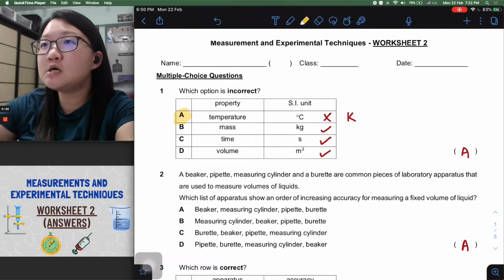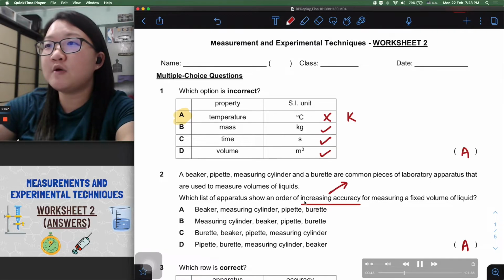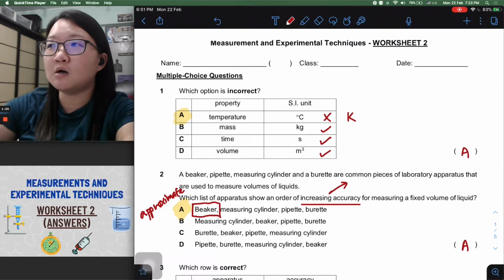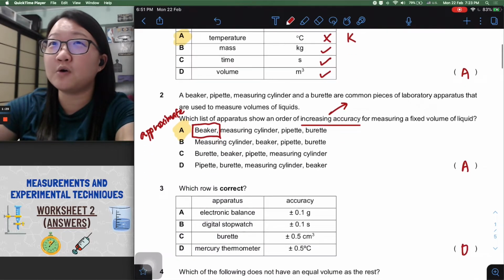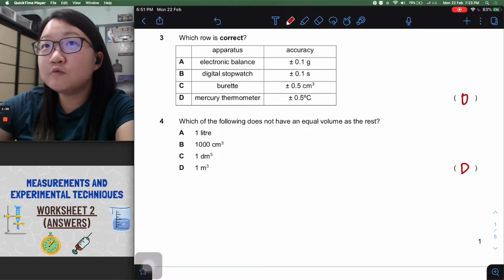Question 2, you have a beaker, pipette, measuring cylinder, and a burette. These are common pieces of laboratory apparatus that are used to measure volumes of liquids. They ask you which list of apparatus shows an order of increasing accuracy for measuring a fixed volume of liquid. The answer here is A: beaker, measuring cylinder, followed by pipette and burette being the most accurate apparatus. Take note that even though the answer here is A, for beaker, most of the time we say that it can only give us a very approximate measurement. In fact, most of the time we only use it for containing chemicals.